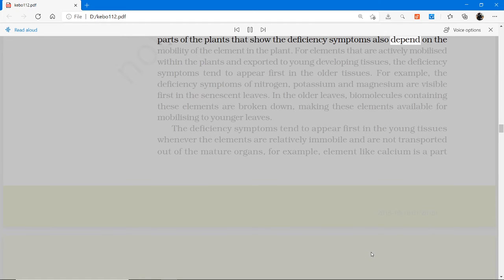The parts of the plants that show the deficiency symptoms also depend on the mobility of the element in the plant. For elements that are actively mobilized within the plants and exported to young developing tissues, the deficiency symptoms tend to appear first in the older tissues. For example, the deficiency symptoms of nitrogen, potassium, and magnesium are visible first in the senescent leaves. In the older leaves, biomolecules containing these elements are broken down, making these elements available for mobilizing to younger leaves.